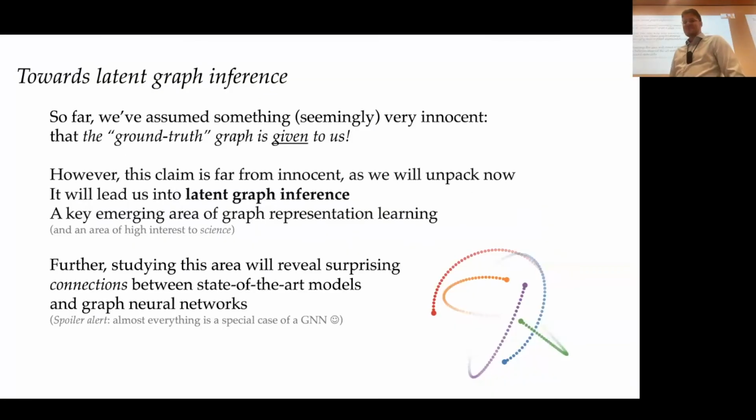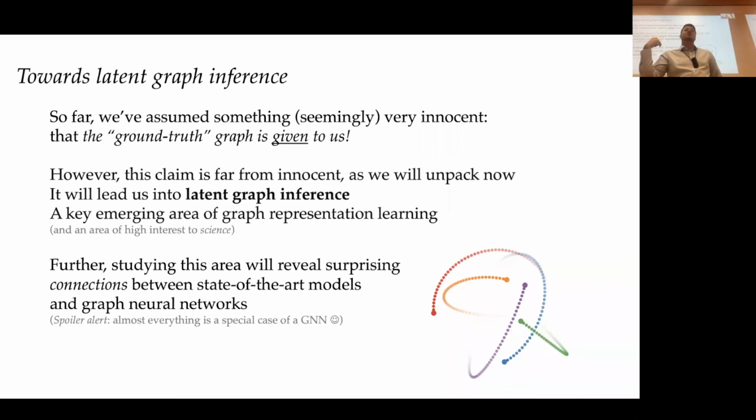Okay? So what do I mean by latent graph inference? Basically, I want to challenge an assumption I kept making from the start of this tutorial, which maybe some of you realized, maybe some of you didn't, but I always assumed there is a graph. Like I always assumed I have a collection of edges I can carry around and build an adjacency matrix out of and use them as a template for message passing. So I've assumed that some ground truth God-given graph is given to us, okay? But this is actually not an innocent claim at all. Here's one very simple example, common in physics, right?